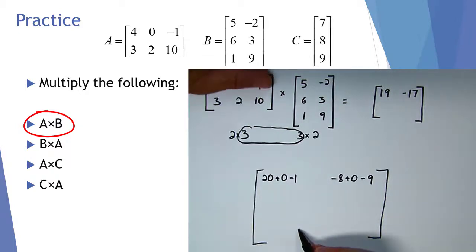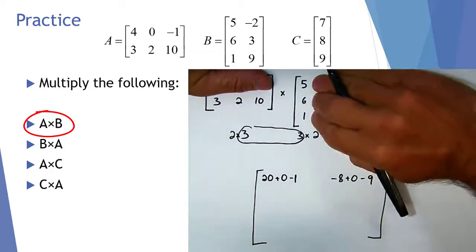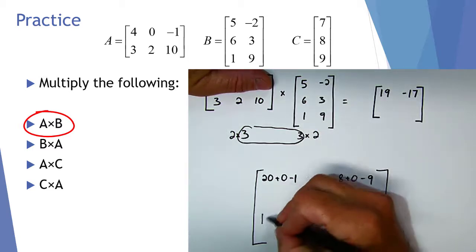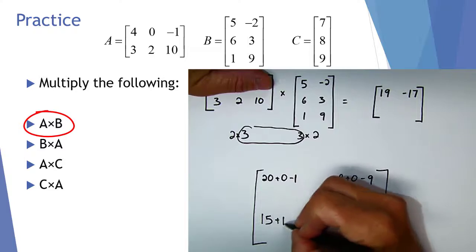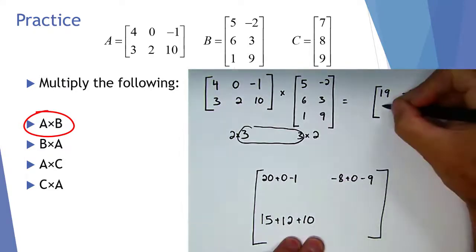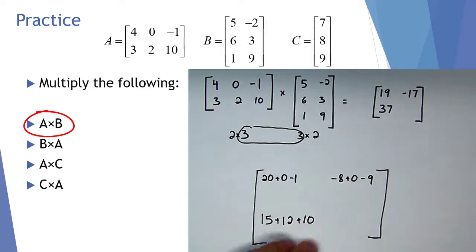Bottom left entry, we're going to combine the bottom row with the left column. The dot product there would be 3 times 5, 2 times 6, and 10 times 1. I'm going to write down 15 plus 12 plus 10. And so we get a bottom left entry of 37.